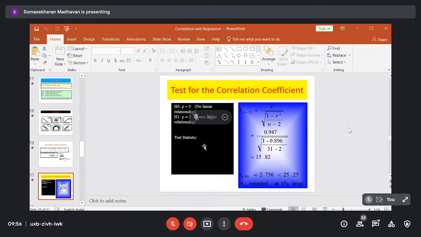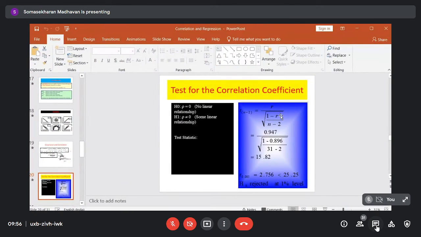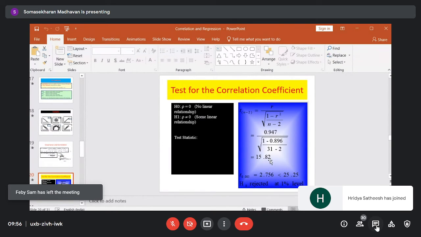So this is the test. The null hypothesis: there is no linear relationship, rho equal to 0. The alternate: there is some linear relationship, rho not equal to 0. The t statistic is r times the square root of (n minus 2) divided by (1 minus r squared). In the previous case, the correlation was obtained as 0.947, and if you compute, it is 15.82.